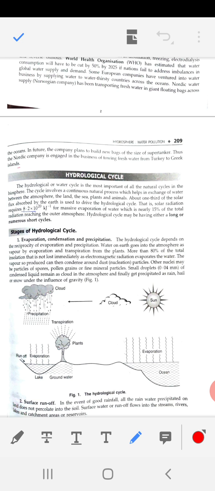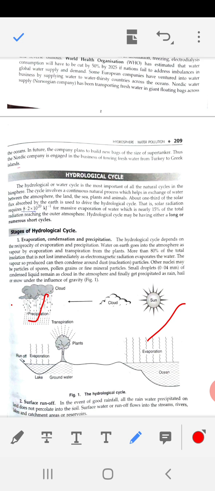That is, solar radiation requires 8.2 × 10^20 kilojoules for massive evaporation of water, which is nearly 15% of the total radiation reaching the outer atmosphere. Hydrological cycles may have either a long or numerous short cycles. Now we will study the various stages of the hydrological cycle. First: evaporation, condensation and precipitation.